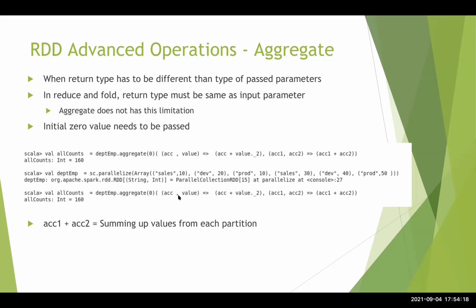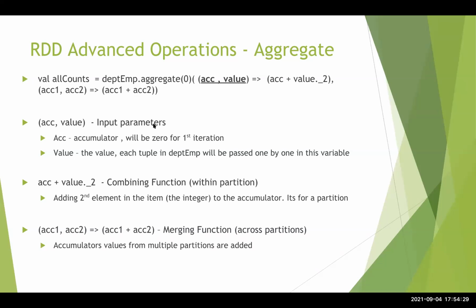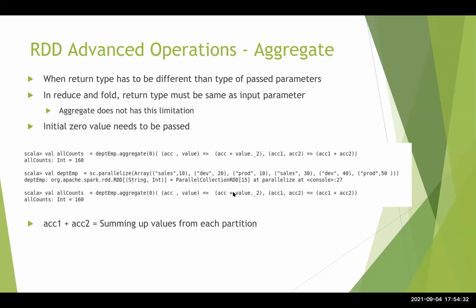So here I'm passing account and value. This is the input, which is sales and 10. One pair gets passed at a time. Then let's go through the different types. You remember, I'm passing this as a parameter, and I'm doing accumulator plus value, then accumulator 1 comma accumulator 2, and accumulator 1 plus accumulator 2. What this is doing in reality is that this code is getting executed on each partition separately, and it's just summing up the values.